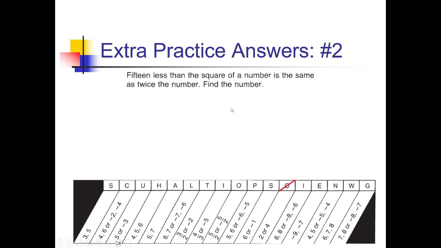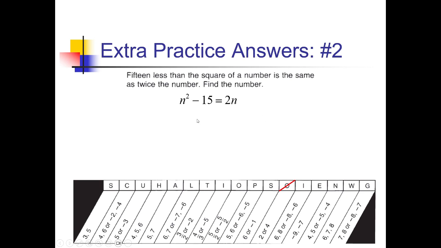Next problem is kind of similar to the first one in the way that it's set up. So here we have 15 less than the square of a number is the same as twice the number. Find the number. So again, we have this idea of a square of a number, which we can again call n squared. 15 less than that, this is where you've got to be careful on the wording. What they mean is we have to take away 15 from that, so minus 15. And they said is the same as twice the number. So that means equals 2 times n.